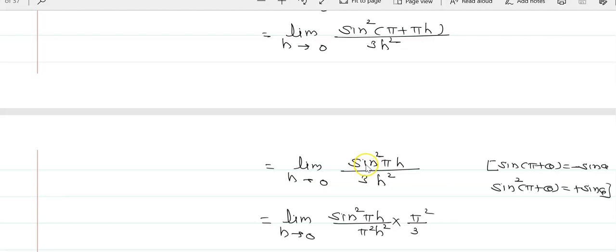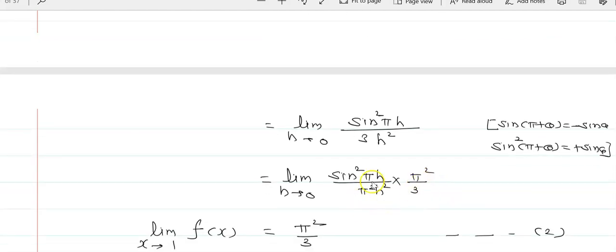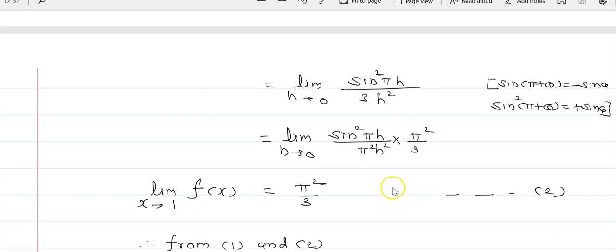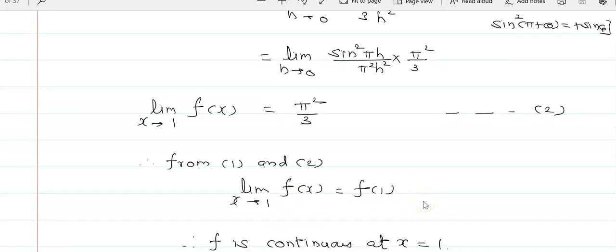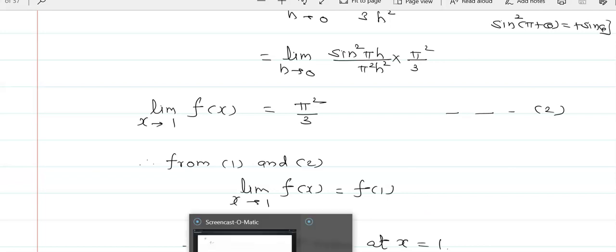I forgot to write the square here. Therefore, limit h tends to 0, sin square pi h upon 3h square, is sin square pi h upon pi square h square into pi square upon 3. The value of this limit is 1, so 1 into pi square upon 3. Therefore, limit x tends to 1, f of x is equal to pi square upon 3. Therefore, from 1 and 2, limit x tends to 1, f of x is equal to f of 1, and therefore f is continuous at x is equal to 1. Now, let's see the next.